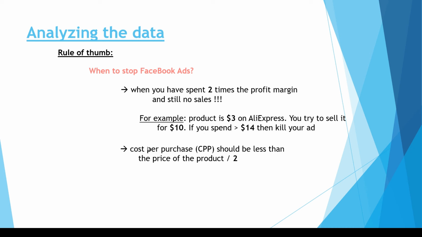Or in other words, the cost per purchase, CPP, is like the cost per result, but the result is the purchase. For example, you are optimizing your campaign for purchases. So this CPP should be less than the price of the product divided by 2. So it is a good rule of thumb again.